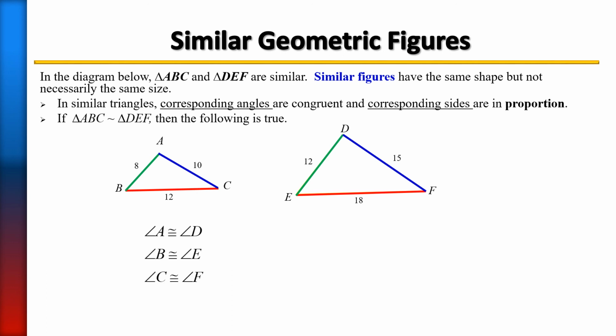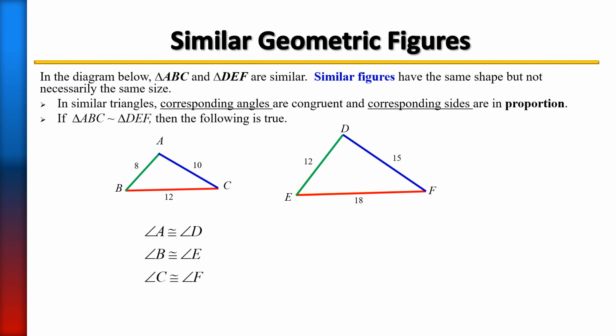And that is angle A would be congruent to angle D. Angle B is congruent to angle E. Angle C then would be congruent to angle F. Now the sides are said to be in proportion.